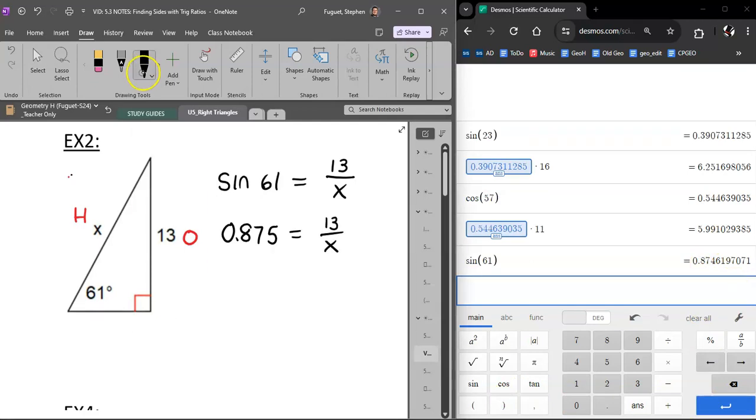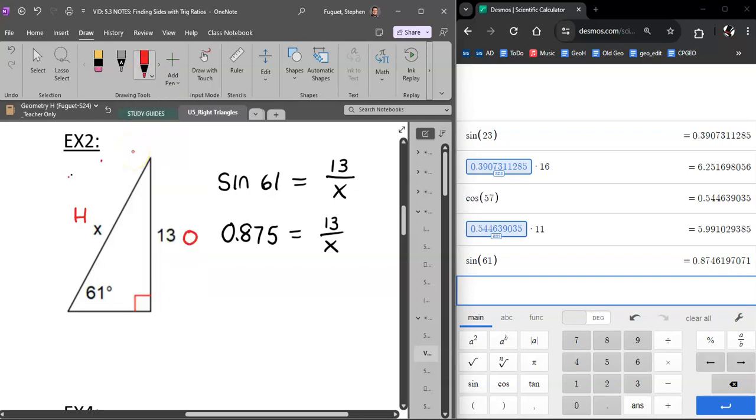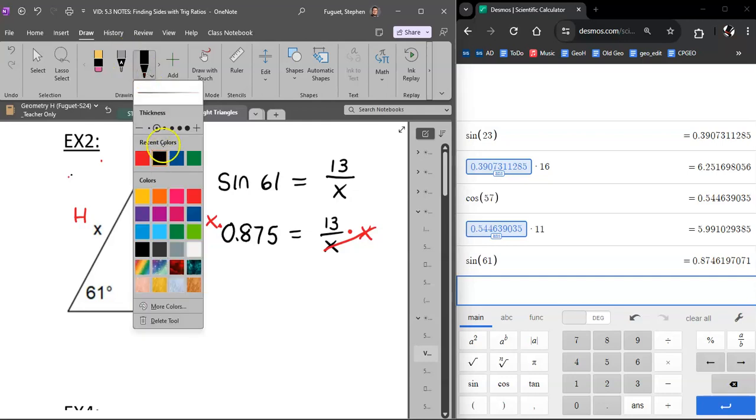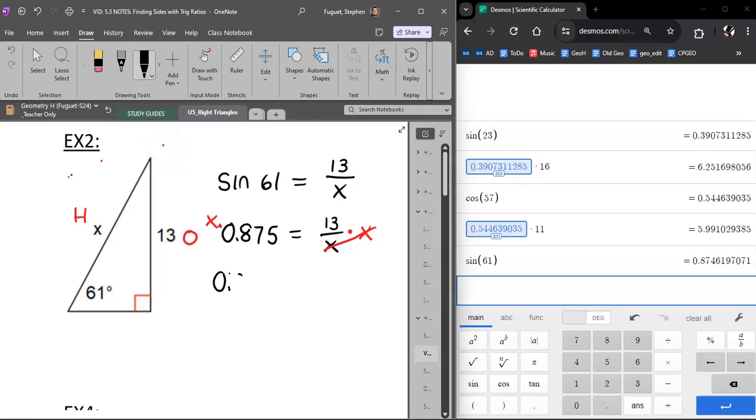Now, in the first two examples, I had always multiplied by the denominator, and that's how we get rid of a fraction. So I'm going to have to do the same here. I'm going to multiply, though, this time by x. So on the right-hand side, the x's are going to cancel, and on the left-hand side, I'm going to be left with the number 0.875x equals 13. So notice in this situation, we're going to have to do an extra step. We're not done with the problem yet. So the last thing I'm going to do here is divide both sides by 0.875.